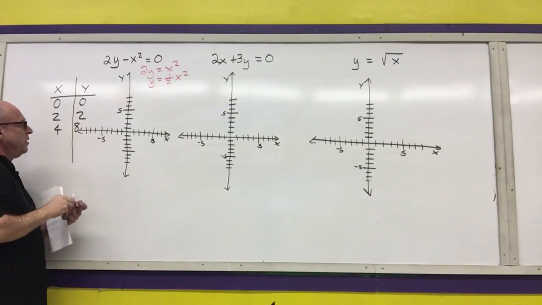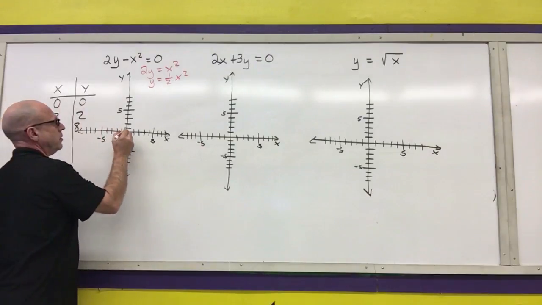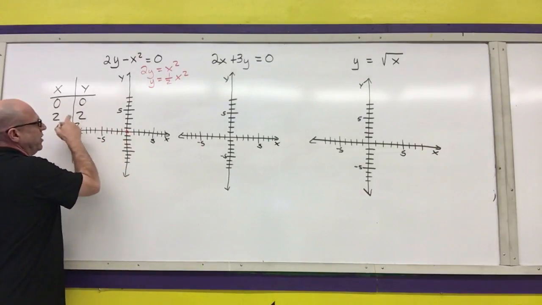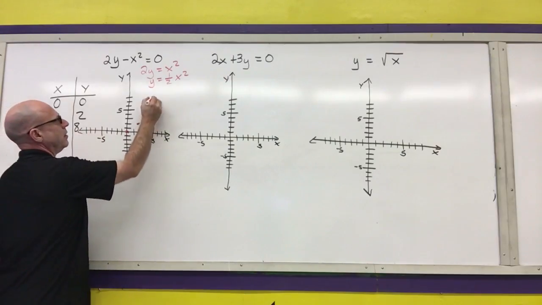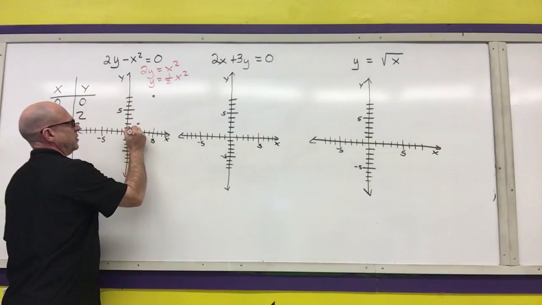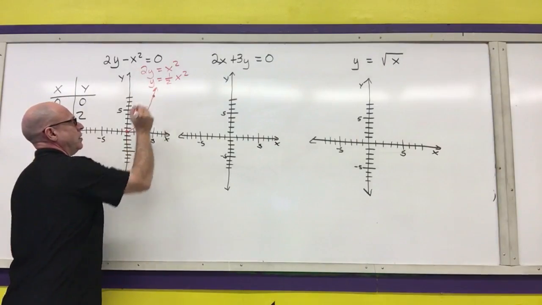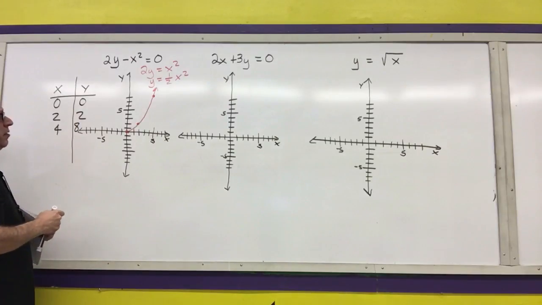Okay, so that's going to give me the following 3 points on the graph. It's going to give me the point 0, 0. It's going to give me the point 2, 2. It's going to give me the point 4, 8. And that gives me this piece of information. But that's not the whole graph. I need to substitute some negative numbers into the graph.